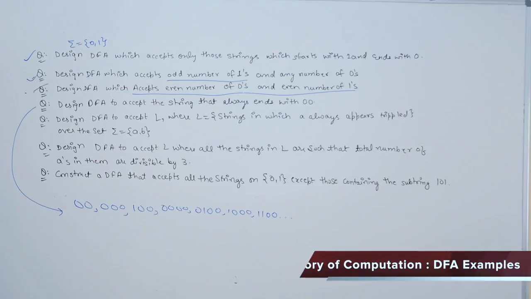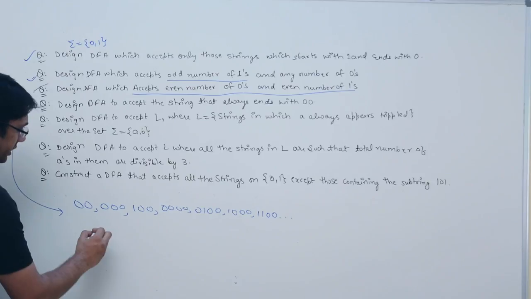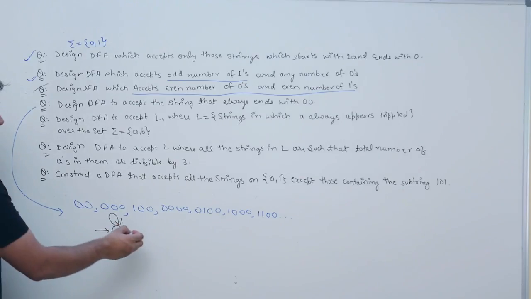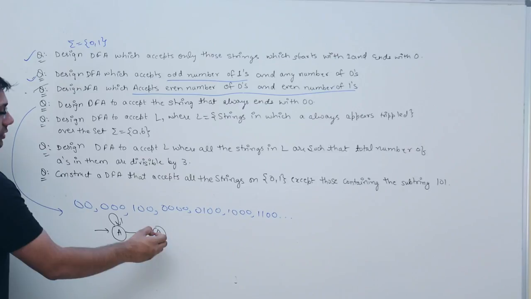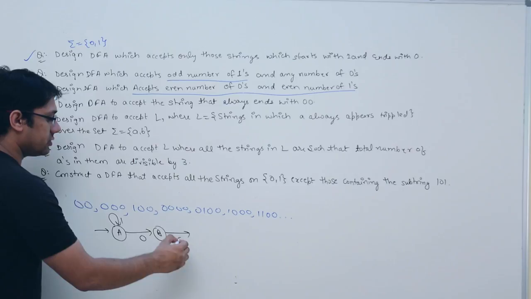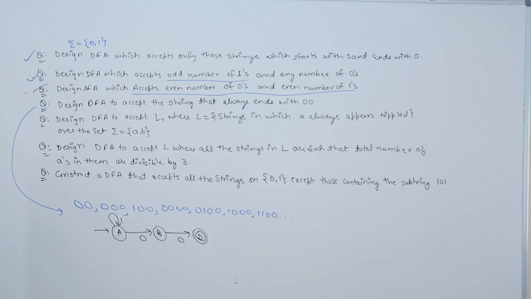Initially, we can have any symbol. We can have 1 or we can have 0. So what we are going to do here is, we are at state A. Because the number of zeros and ones is 0 here, we need to have at least 2 zeros. Initially, whatever number of ones we get, we are not counting the ones, we are only counting the number of zeros. So as soon as we get 1 zero, we make a transition from state A to state B. Now the number of zeros is 1. As soon as we get one more 0, we make a transition from state B to state D, and we accept it because we are assuming that the string is ending.